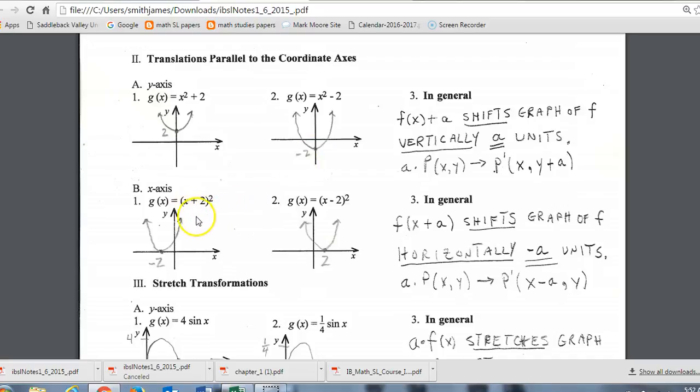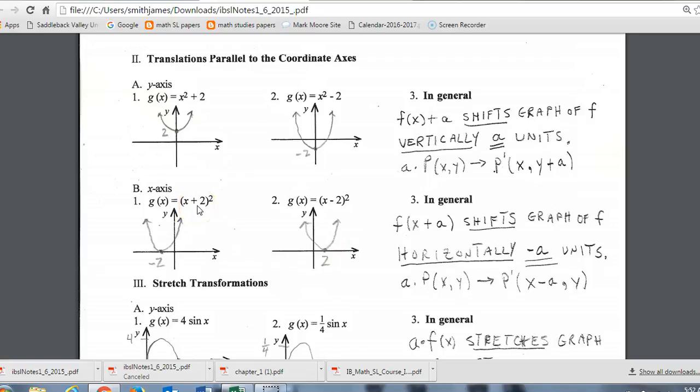Notice the difference between a left and right shift and a vertical shift. Anytime your number is attached to x, like this one is, it's going to affect your graph left and right. Anything that is not attached to x, like this, is going to shift your graph up and down. And that's generally true for all of our transformations. Could be a shift, could be a stretch, could be a reflection. If it's attached to x, it's going to affect the graph left and right. If it's not attached to x, it's going to affect your graph up and down.